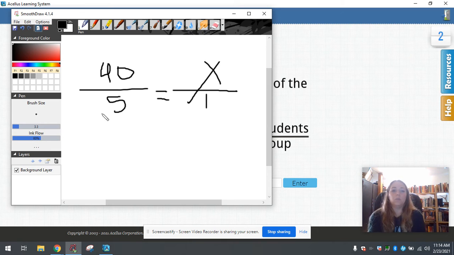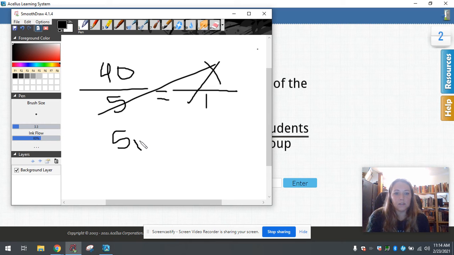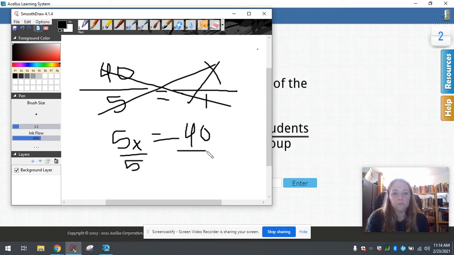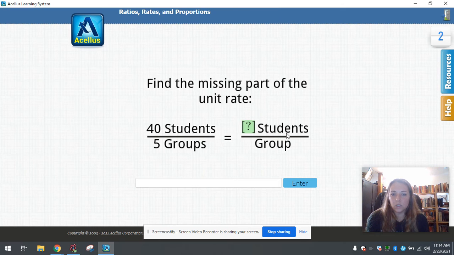Okay, cross multiply. 5 times x equals 1 times 40, which is 40. Going to undo the multiplication with division. Now we have x by itself on one side of the equation, and 40 divided by 5 is 8. So there are 8 students per each group.